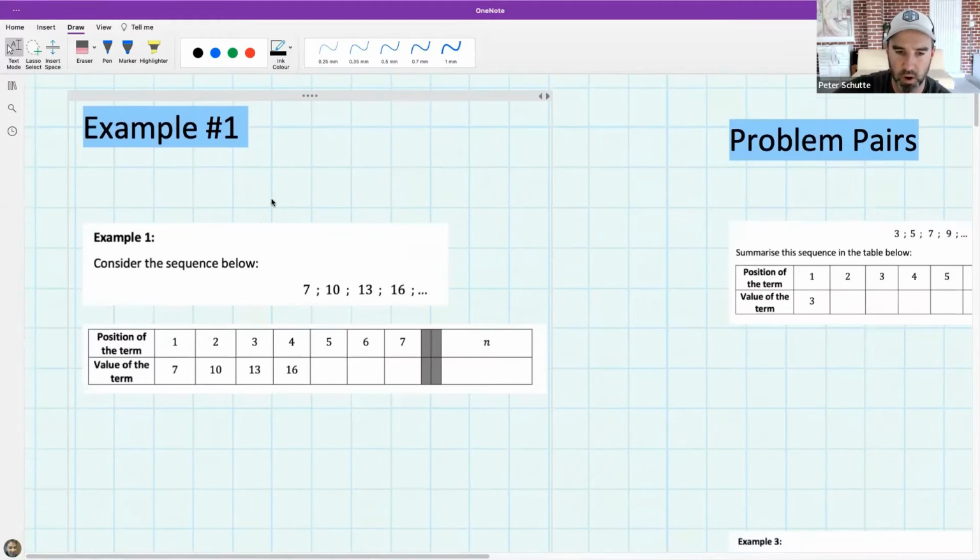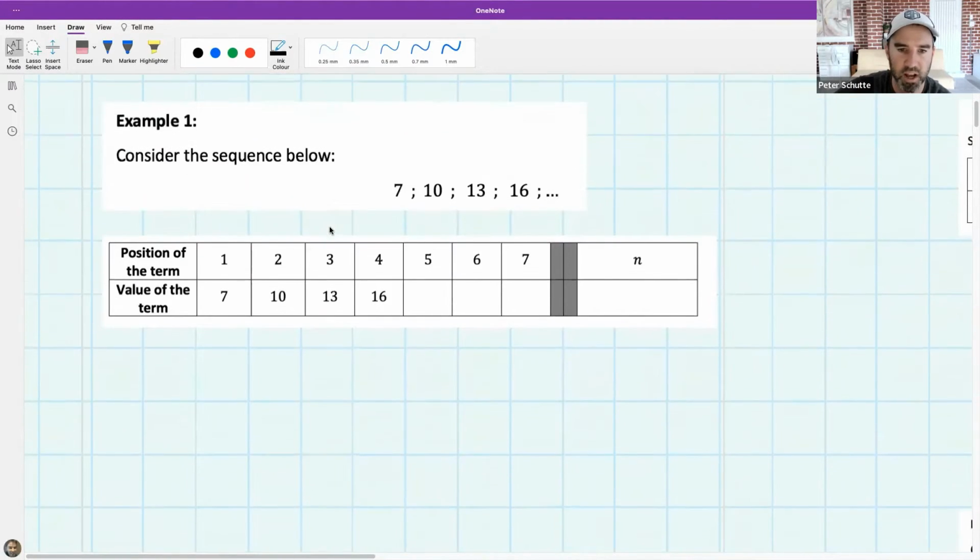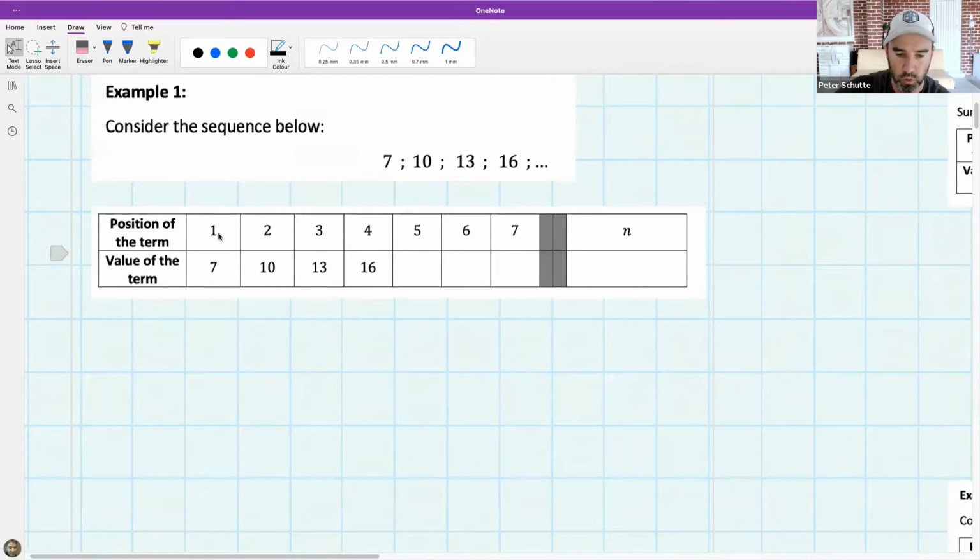Here is example 1, and you can see on the right-hand side, hiding, is my problem pair. What I'm going to do is show you in the example what I want to do, and then you are going to do the same sort of question. Okay, so let's go through this together.